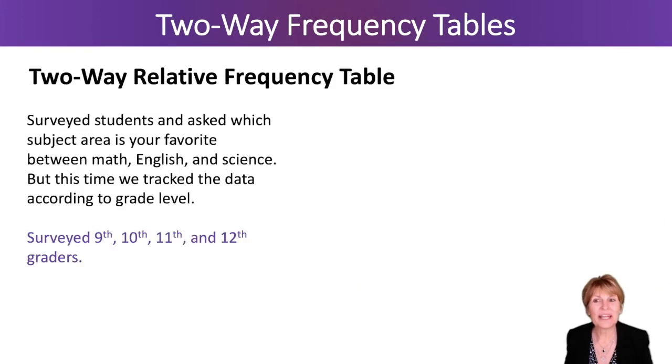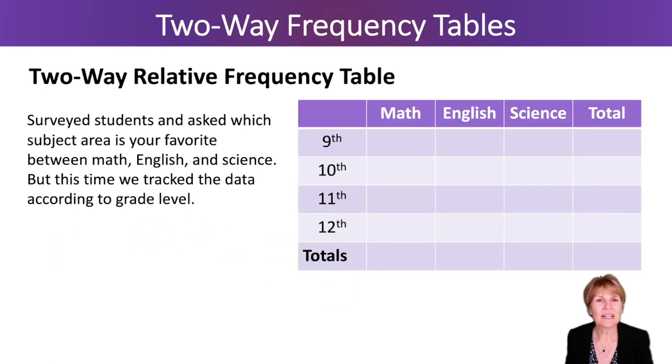Next, let's create a two-way relative frequency table. So we surveyed students and asked them which subject was their favorite, math, English, or science. We only gave them 3 choices, but this time we're tracking the data according to students' grade level. So we kept our 9th grade data separate from the 10th graders, separate from our 11th graders, and separate from our 12th graders. Let's create our table showing our 2 different sets of data.